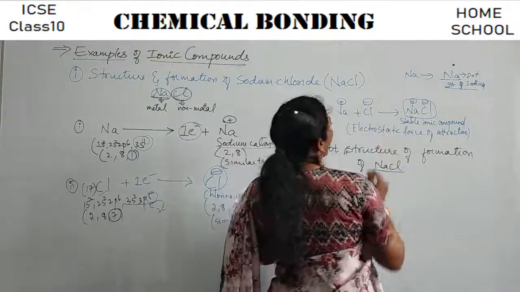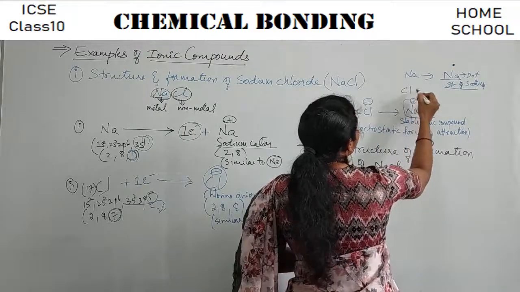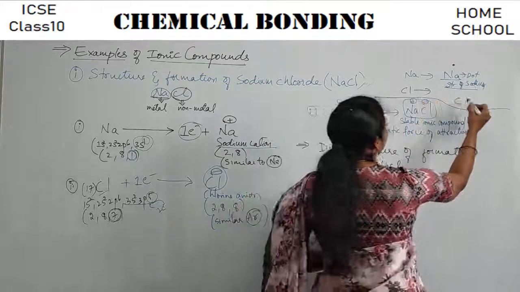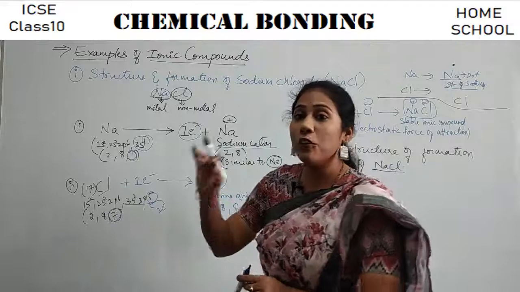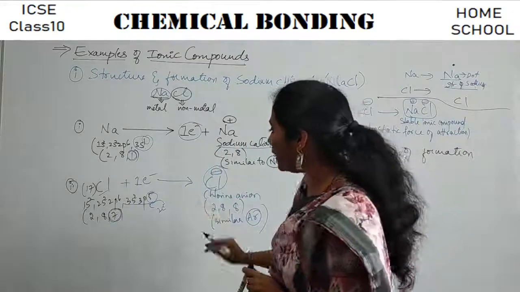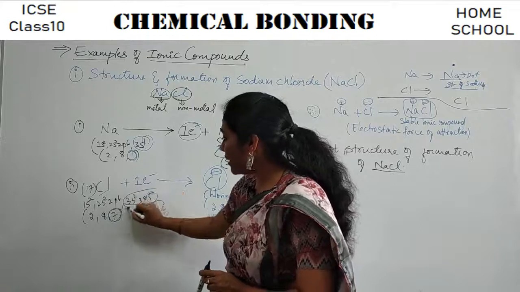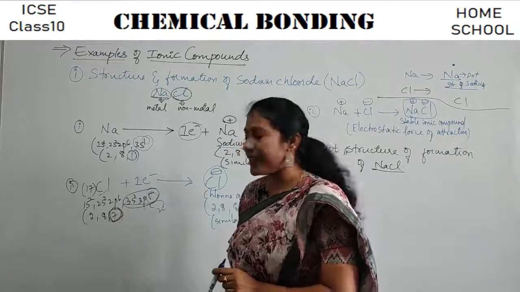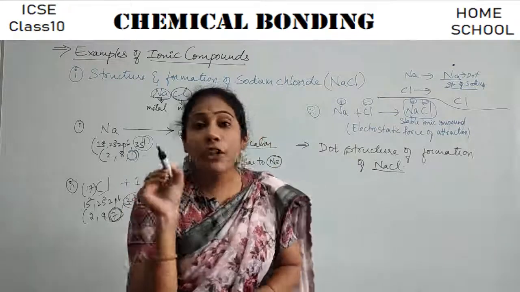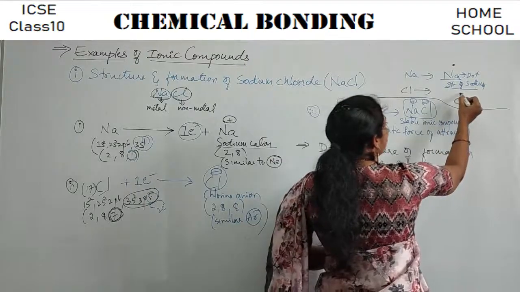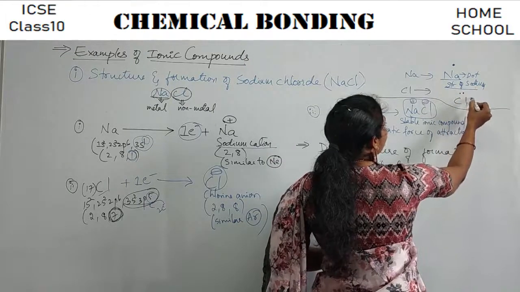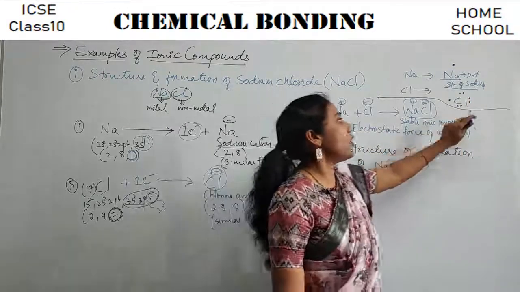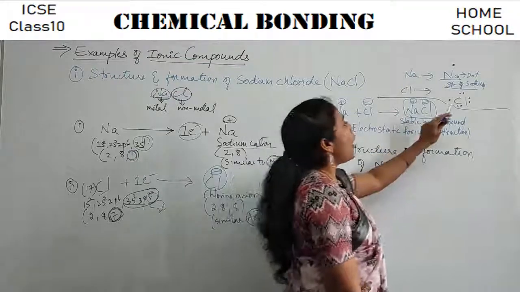Say if I have to write the dot structure for chlorine, what is the symbol for chlorine? Cl. And how many valence electrons are there in chlorine? The third shell is this one, so 5 plus 2, that is 7 electrons in the last shell. So you have to put 7 dots, in pairs, guys: 1, 2, 3, 4, 5, 6, 7. Like this. This is the dot structure of chlorine.